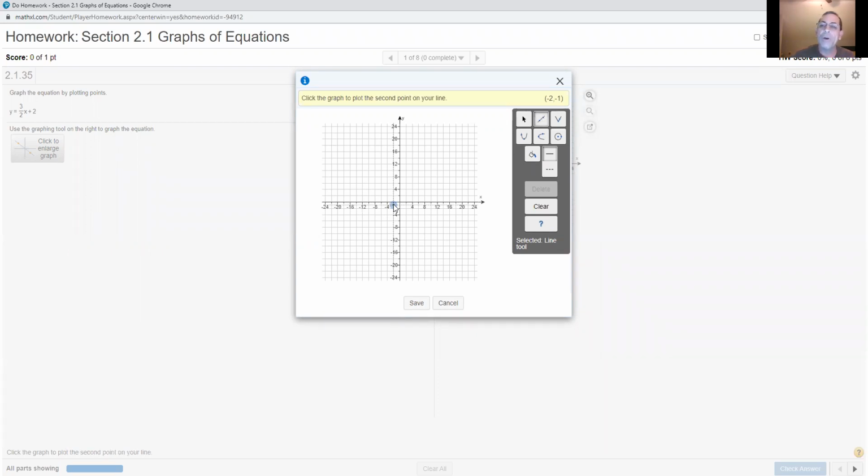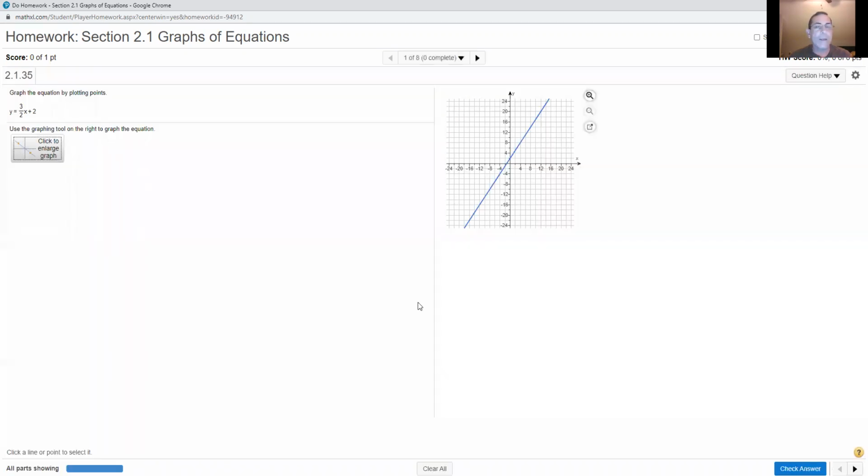Now, if you notice up here in the top right part of the box, it shows -2, -1, which was the point I just plotted. My second point was 0, 2. So starting back in the middle, 0 is my x value, so I don't go nowhere. 2 was my y value, so I go up 2. So my second point, 0, 2, I'm going to click that. And now I have my straight line. So I click save. And then I come down here and say check answer.